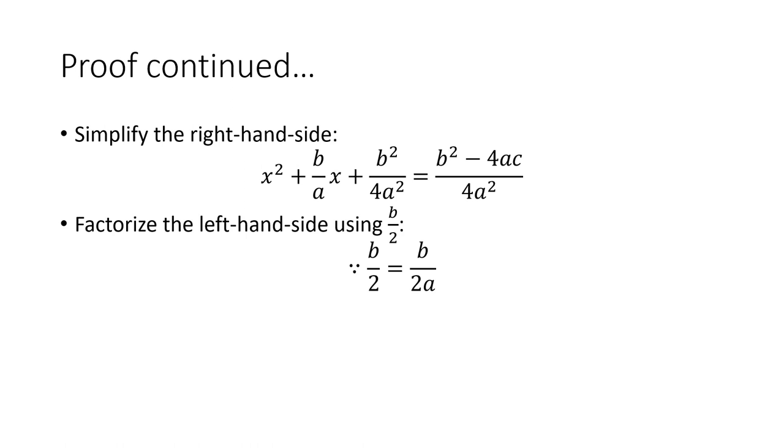And the great thing about completing the square is that you don't have to work out any possible multiples that add up to b over a. You don't have to do any of that because we've already done it. We've used b over 2, and so what we do is we just add. This is how we factorize it, right? So x plus b over 2a, whole squared, equals b squared minus 4ac divided by 4a squared, right? So you can easily, mechanically factorize the left-hand side using b divided by 2.